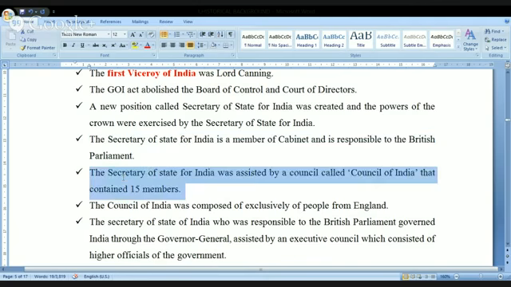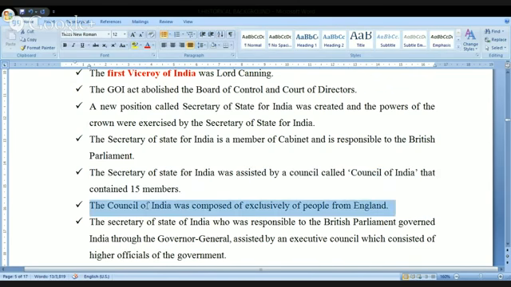Now, next one. The Secretary of State for India was assisted by a council called the Council of India, which contained 15 members. Obviously it would be impossible for a single person to look into so many areas. That's the reason why a Council of India was appointed, and the basic purpose is to assist the Secretary of State. Look at this: the Council of India was composed exclusively of people from England, meaning no Indian was there. Hope you are getting it.